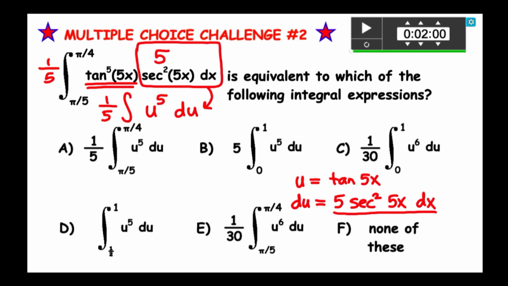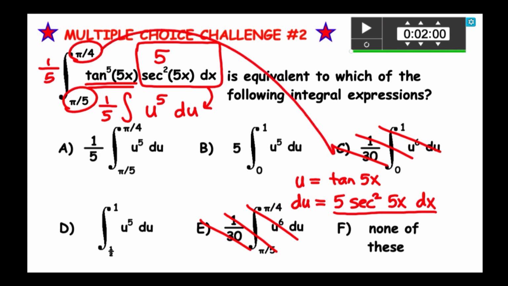Since I'm not going to integrate, anything with a 6th power in it is wrong, so hopefully you didn't pick C or E. All right, let's see what happens. And obviously, because we're going to be plugging the pi over 4 and pi over 5, which are x limits, into the u over here, I have a feeling anything that still has the pi over 4 and pi over 5 on it, like choice A, are going to be wrong.